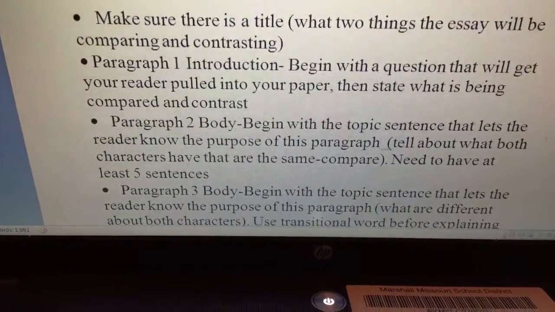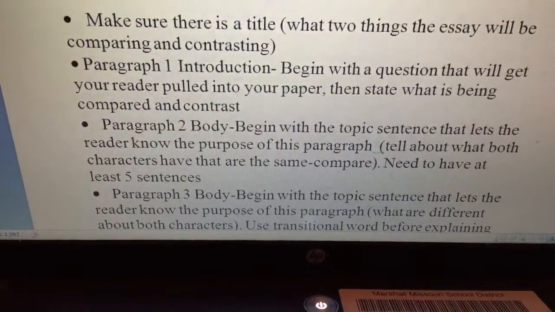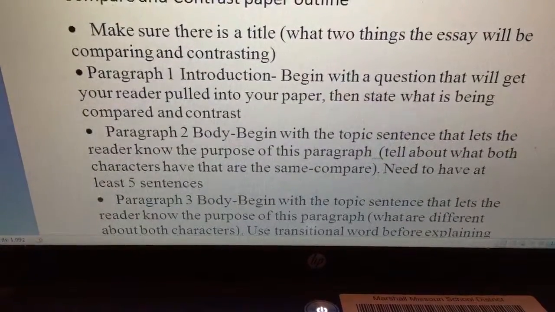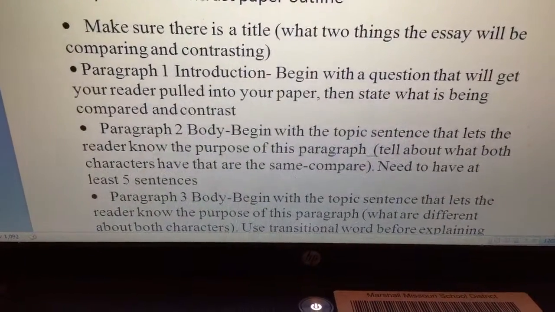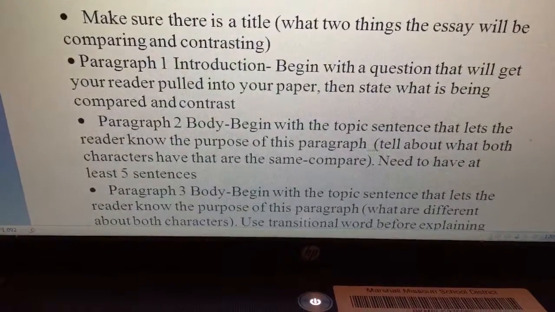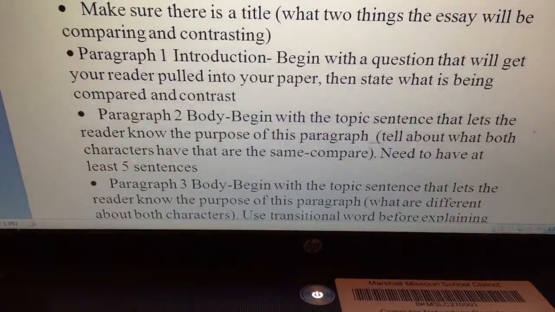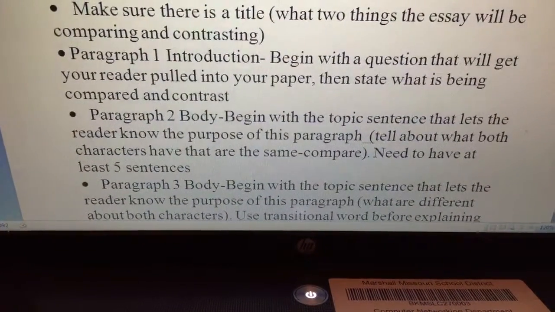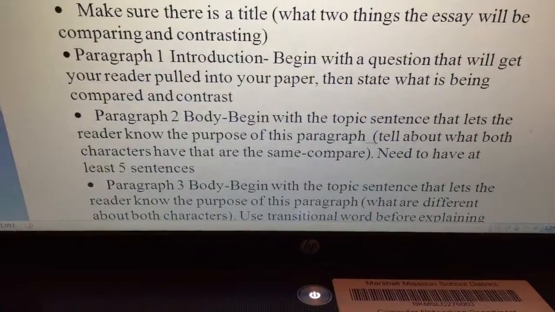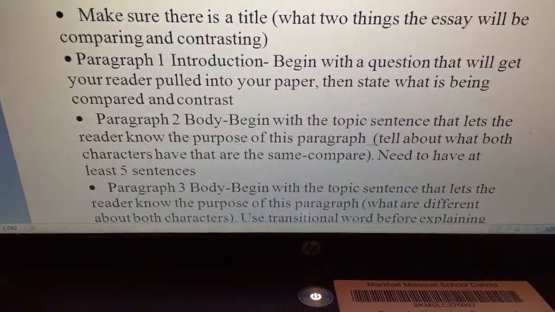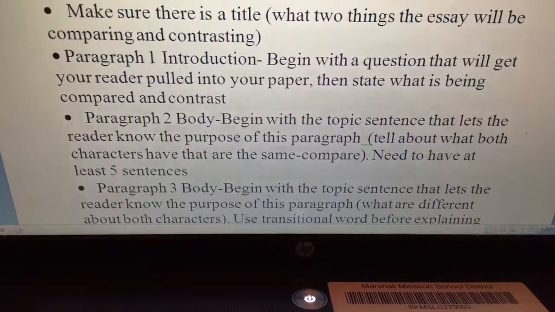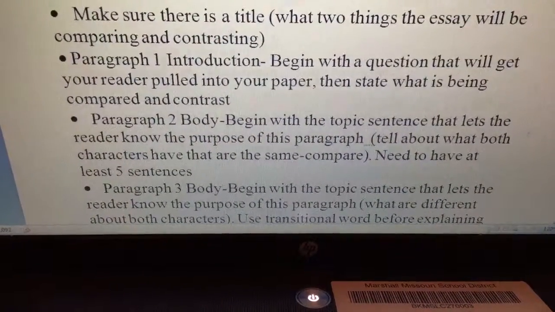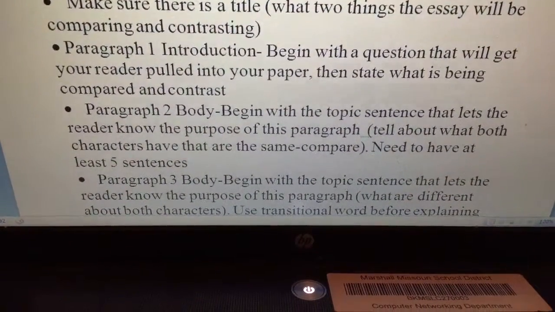So first of all, at the very top of your essay, make sure you put a title. You don't have to do the title at the very beginning. You can always do the title at the very end. For example, Byron and Kenny, compare and contrasting essay. Something like that. Or you could even say, Byron and Kenny Watson. How are they the same? How are they different? Something like that.